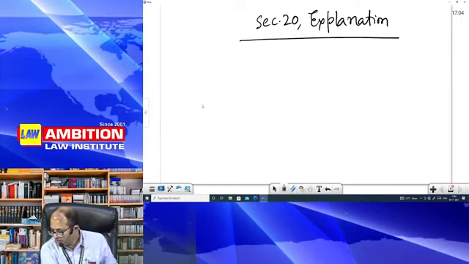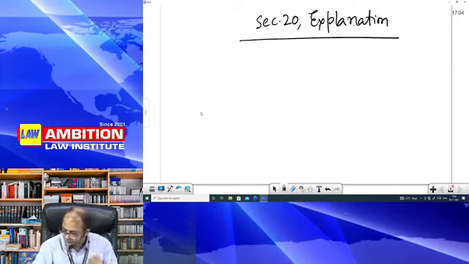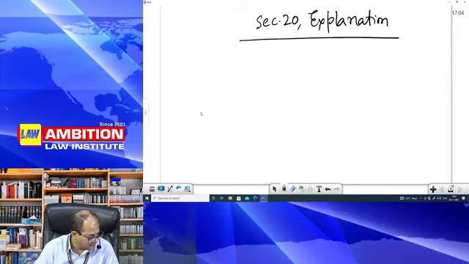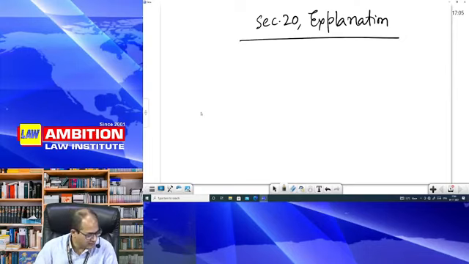We were studying this section 20 explanation, which I explained to you by making that graphical representation, that where there is a sole office, a solitary office, a single office of a corporation, and cause of action arises anywhere, then which place will have jurisdiction? The sole office. The sole office will have jurisdiction in that case.